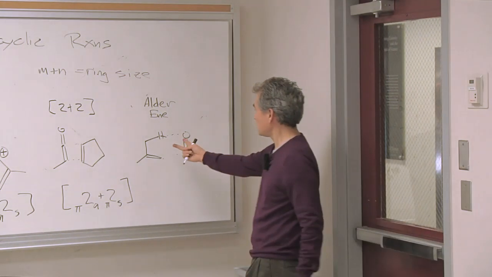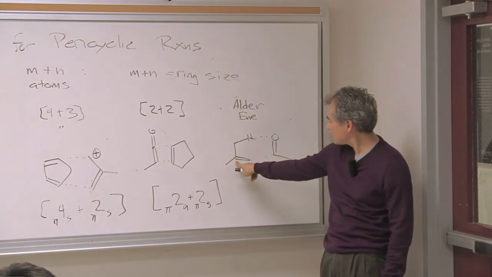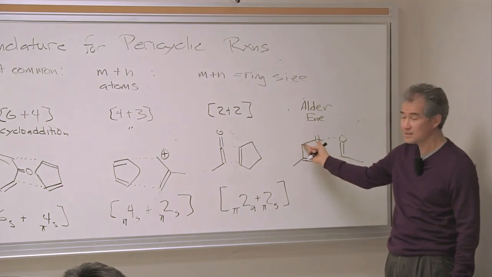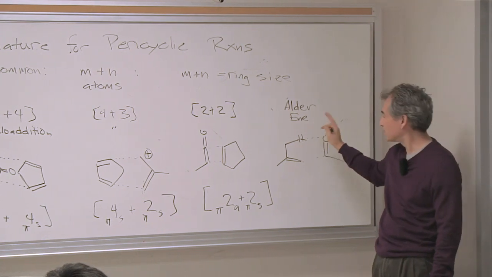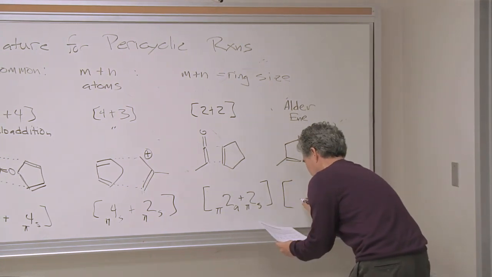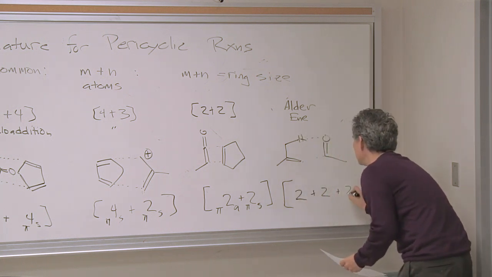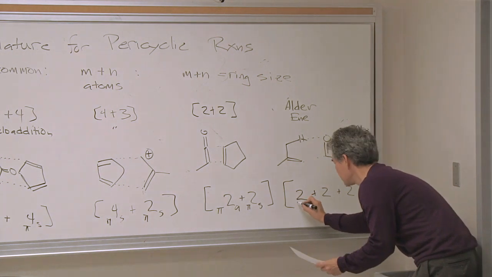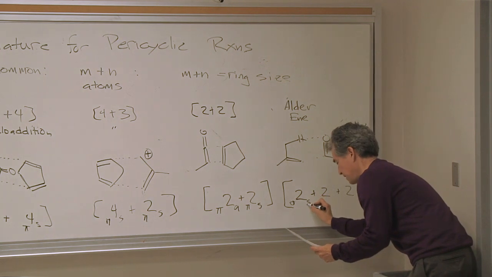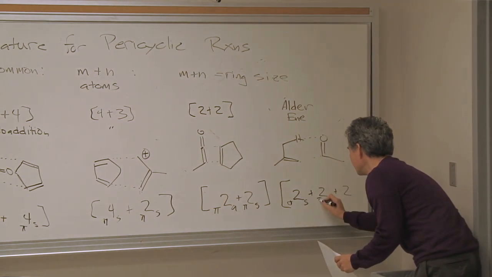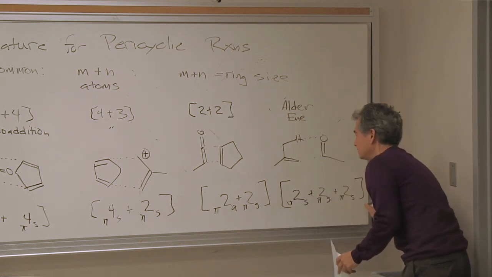And then finally I come over here and not all the electrons are in a pi system anymore. I've got pi electrons, but this is a sigma bond and it has to break. And I'm going to form a new sigma bond over here. So the correct description of this would be 2 electrons plus 2 electrons plus 2 electrons. And one of them is a sigma bond, and it's suprafacial. The other is a pi bond, and it's suprafacial. And the other is a pi bond, and it's suprafacial.